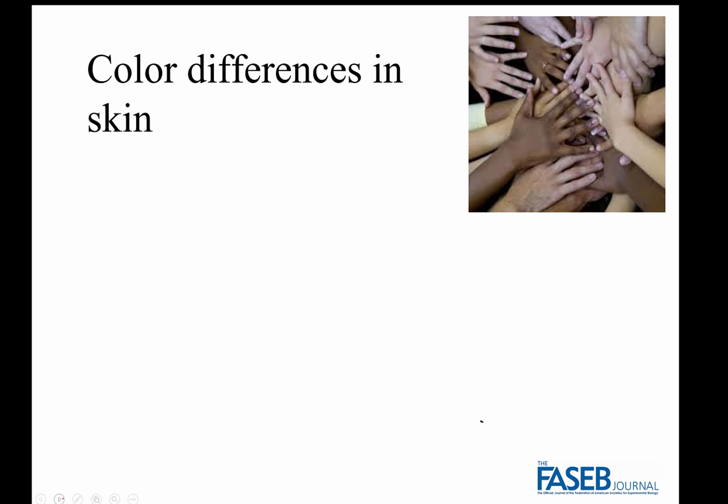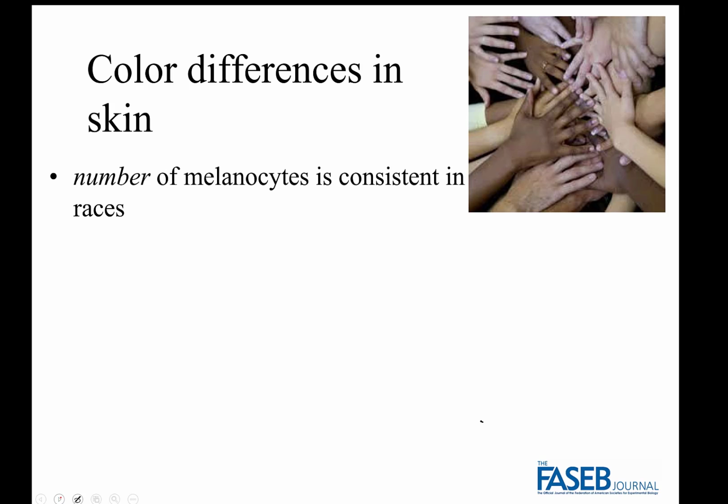So what accounts for differences in skin color? Well, the number of melanocytes is not it. If you count melanocytes in skin over body surface in individuals of many different colors, the number of melanocytes that is possessed by individuals is consistent across races. So it's not that.